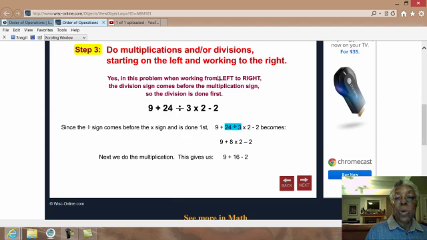Yes, in this problem, when working from left to right, the division sign comes before the multiplication sign. So the division is done first. So now we have 24 divided by 3. And so now it becomes 9 plus 8 times 2 minus 2. Next, we do the multiplication, and this gives us 8 times 2 is 16. So we have 9 plus 16 minus 2.